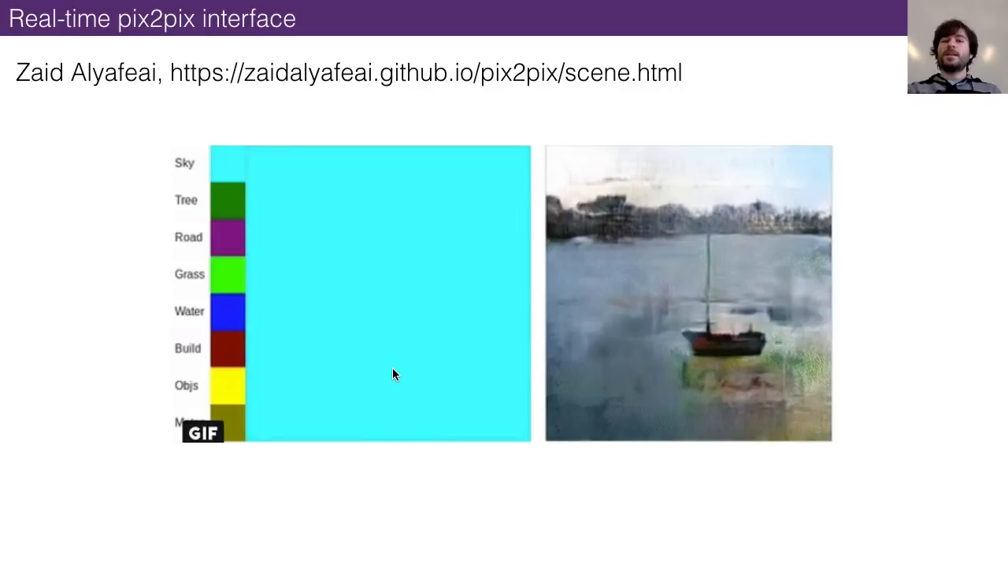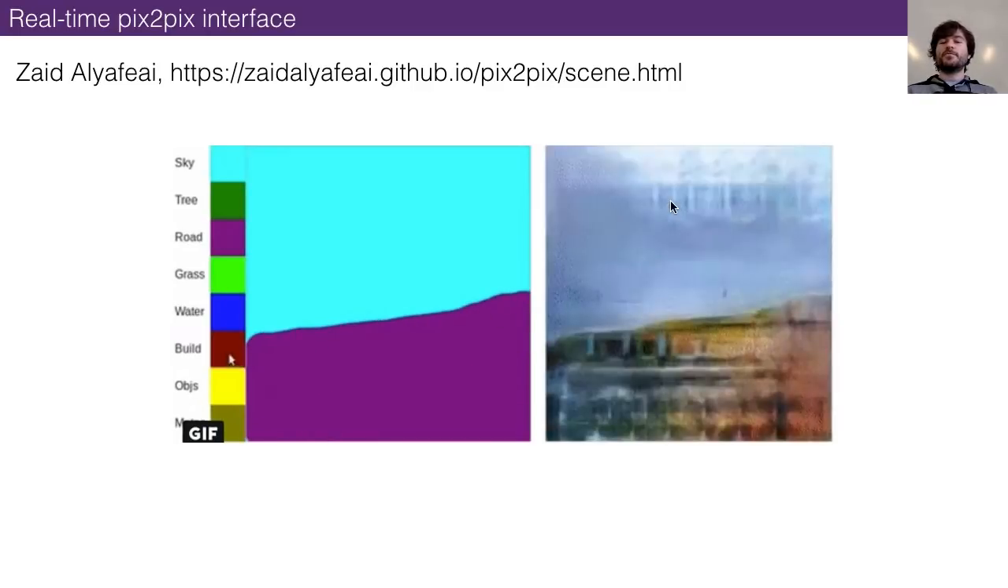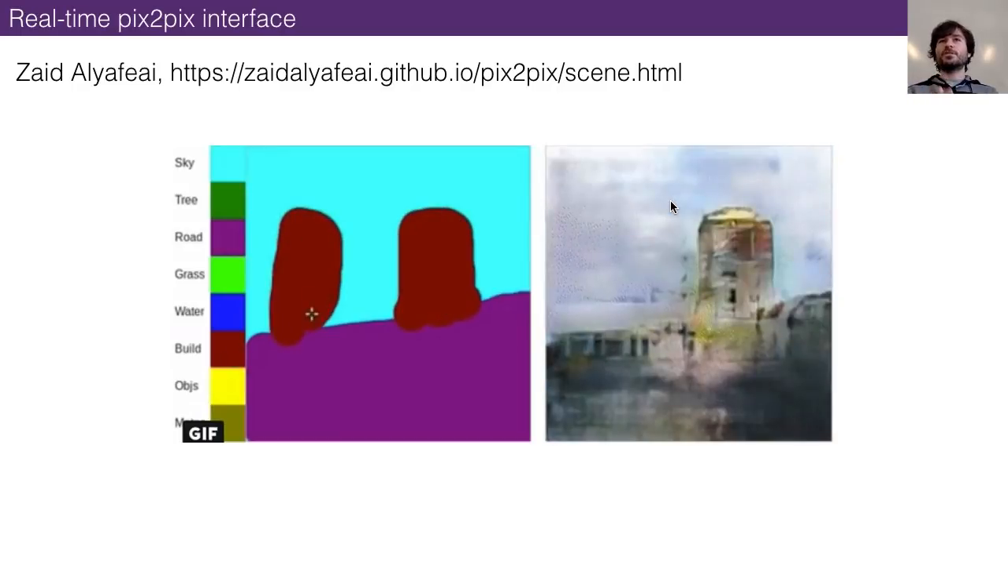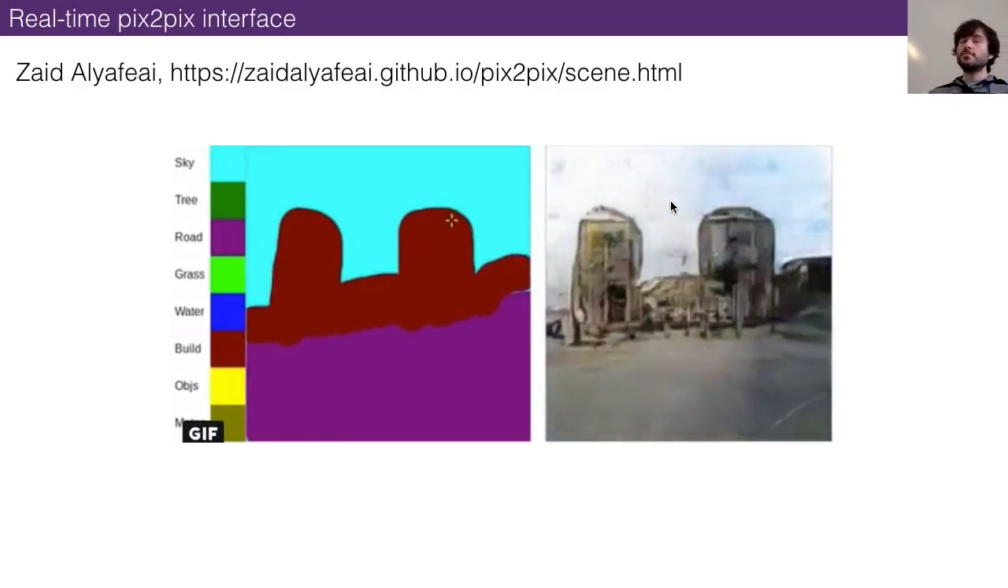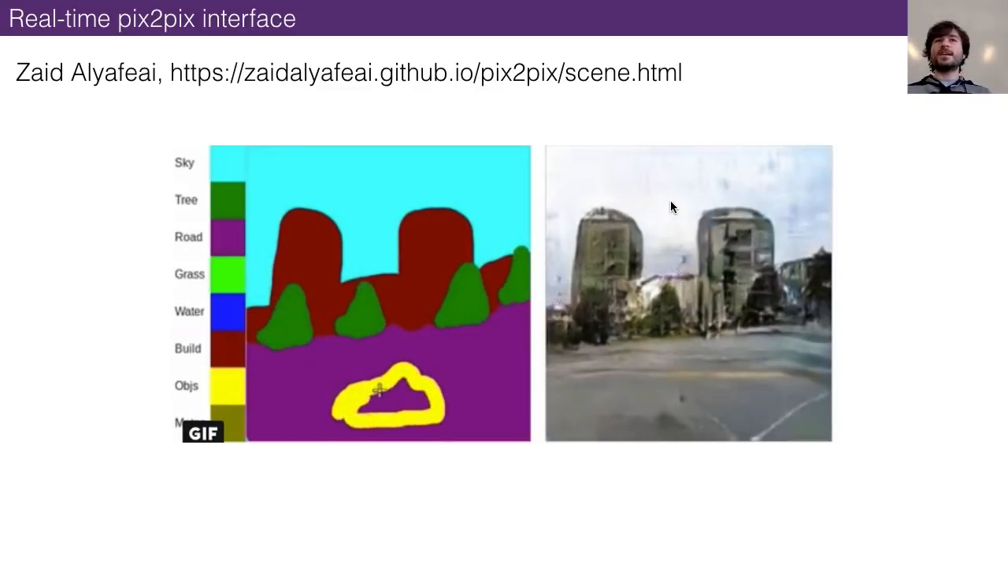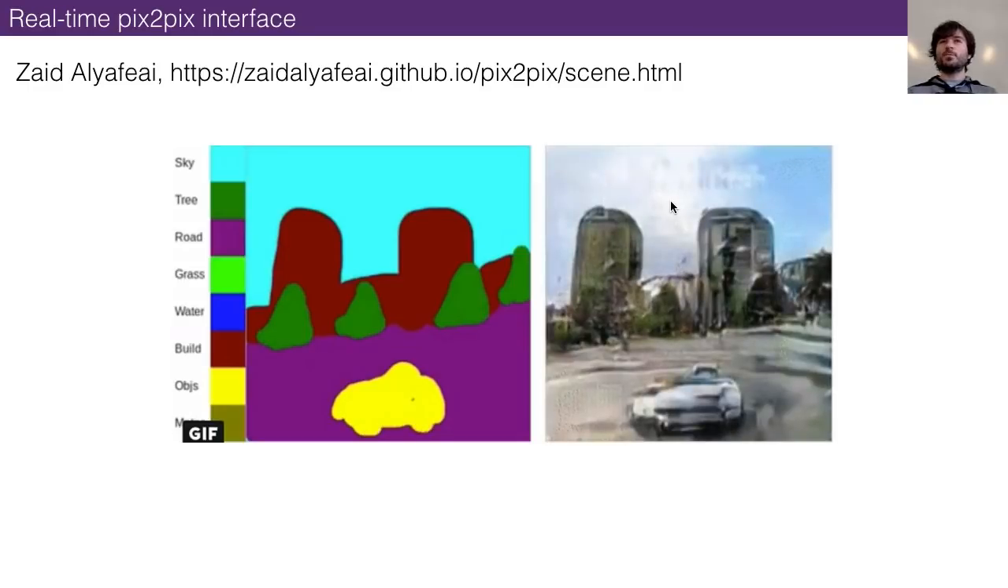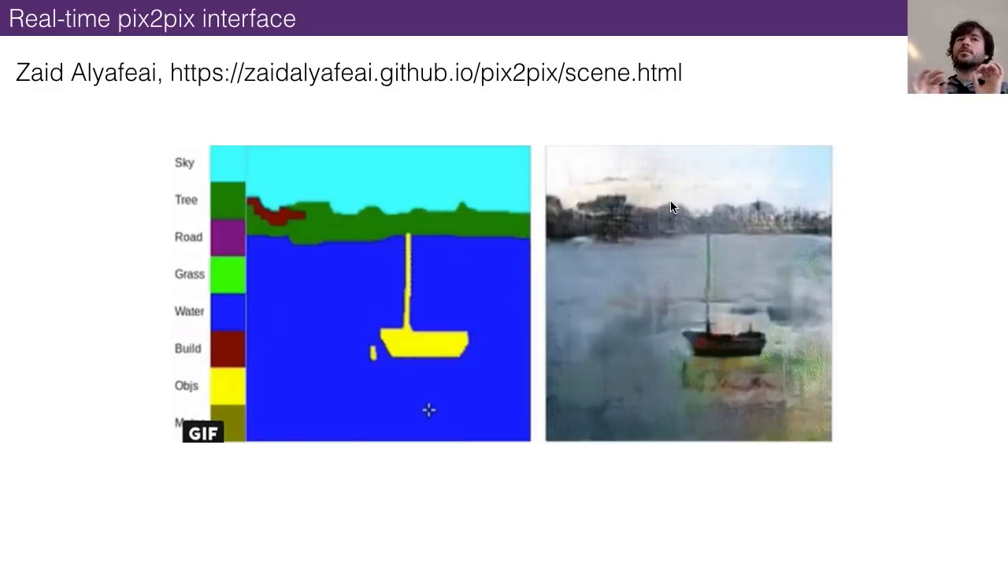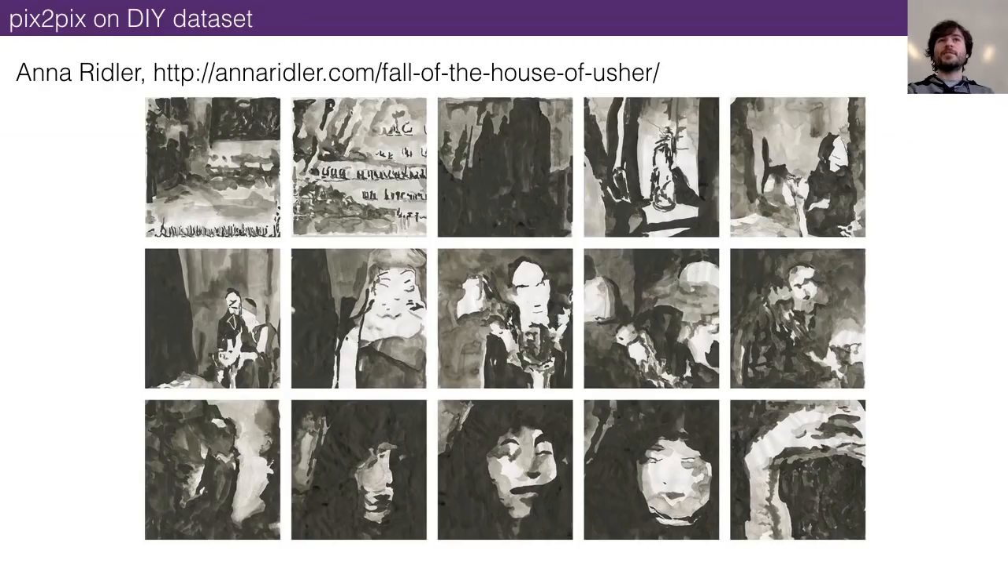Someone in Yemen made a really nice label to painting generator. This is also online. You can actually do this. I think we showed it maybe in the first week, and it's trained on a specific data set, the Cityscapes data set, which actually has colored labeled images. This is otherwise very difficult to set up if you don't actually have a semantically labeled data set.